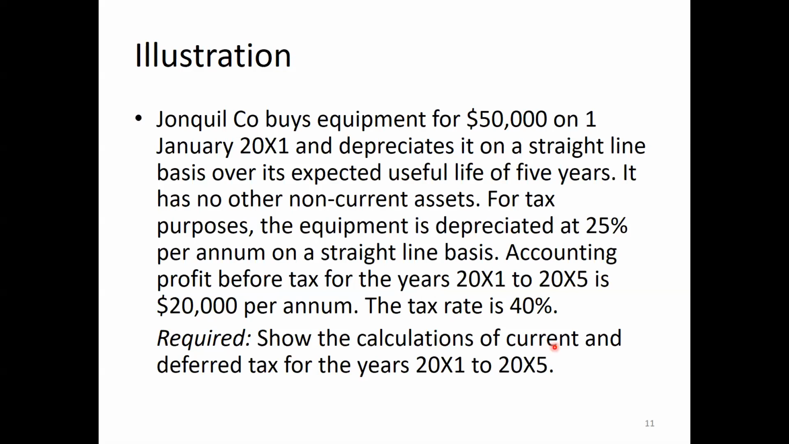So, the calculation of current tax and deferred tax for years 2011 to 2015, and also pass the relevant journal entries for all the 6 years. It will help you to understand further, and you can understand how deferred tax works and the logic behind each calculation, right? I hope you can understand well.